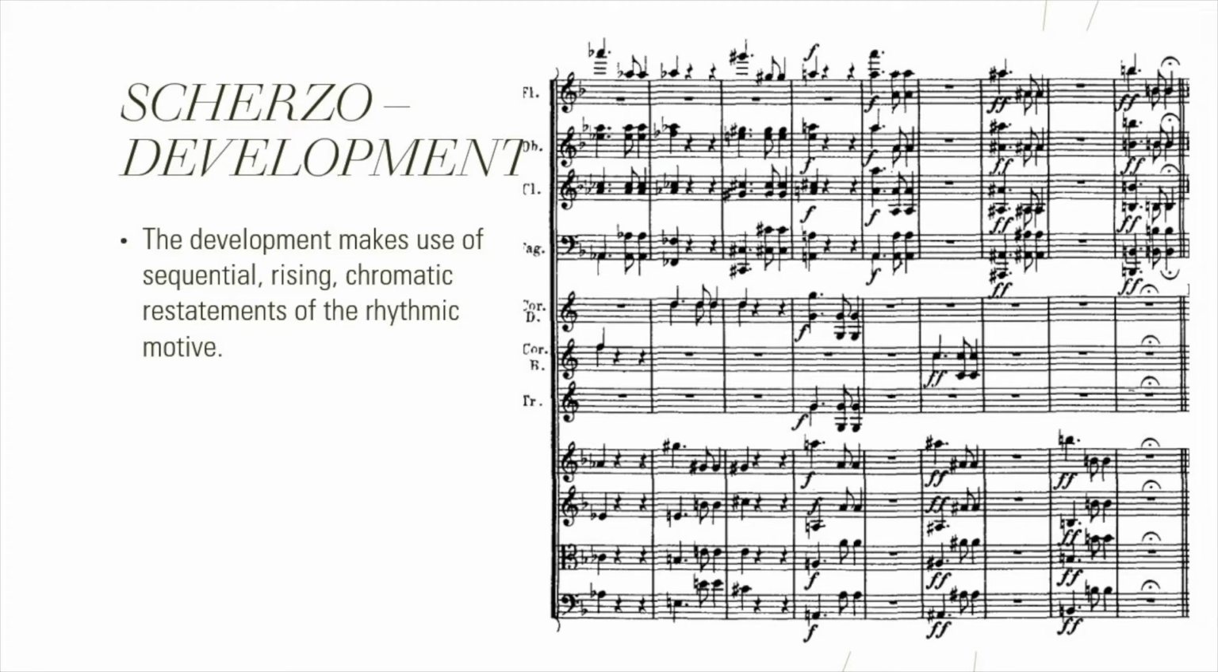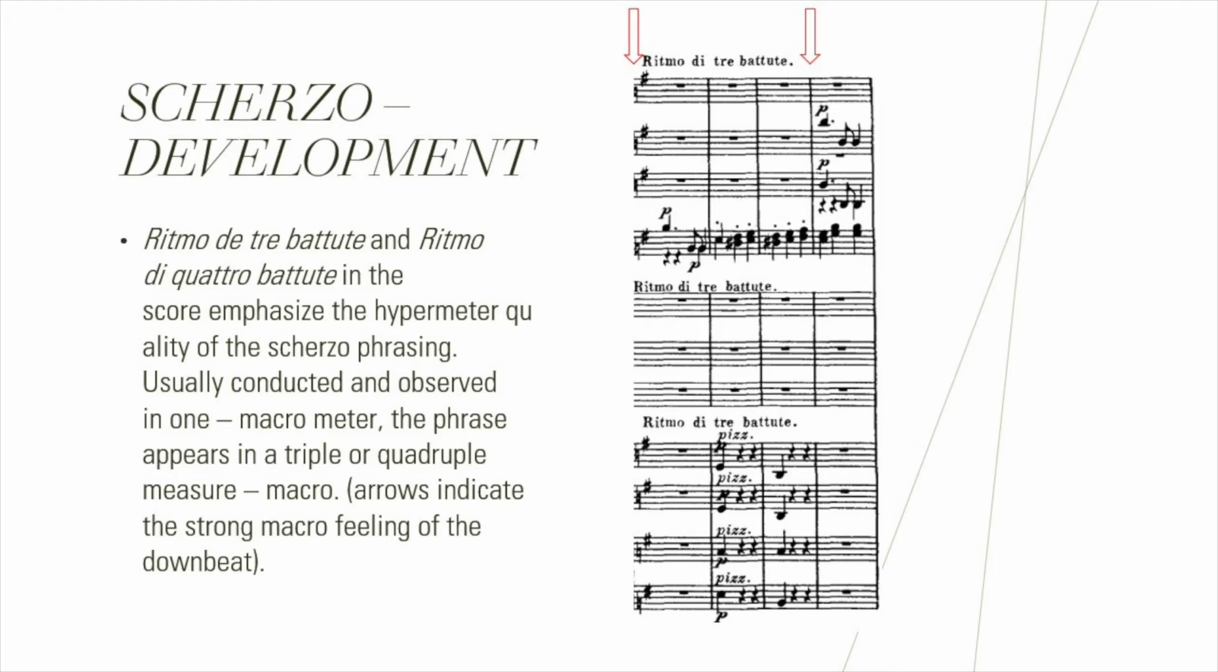The beginning section of the development makes use of sequential rising chromatic restatements of the rhythmic motif found in the introduction. Within the development, there appear markings on the score, ritmo di tre battute and ritmo di quattro battute, that emphasize the hypermeter qualities of the scherzo phrasing.